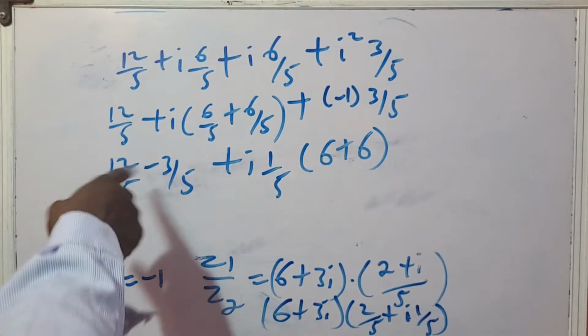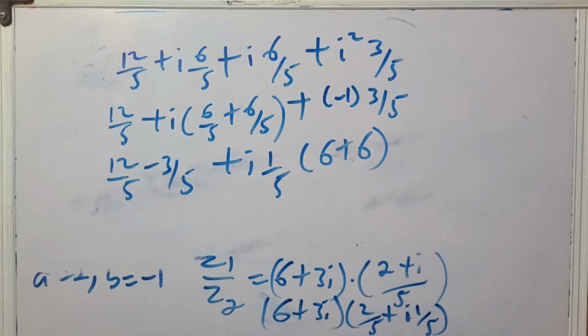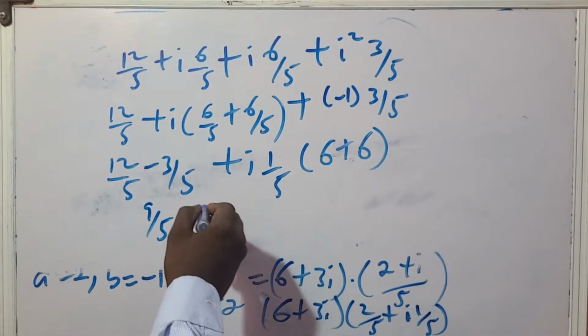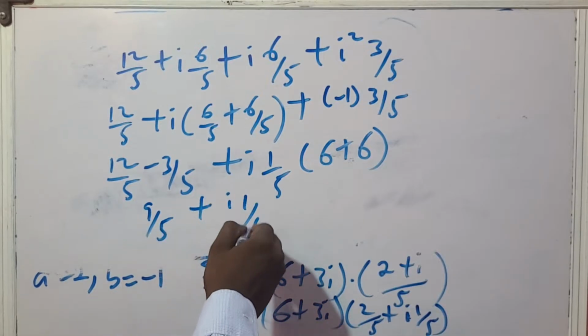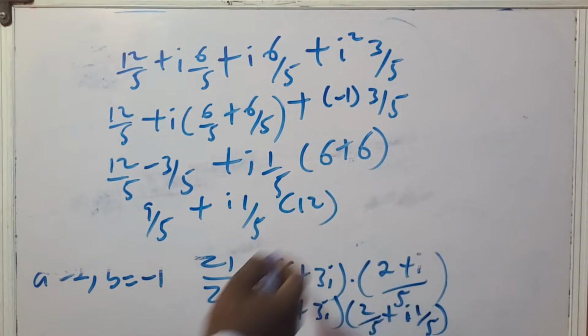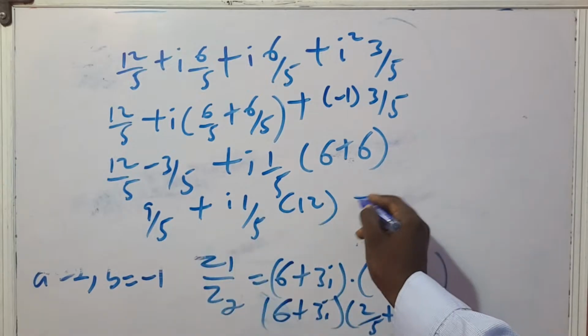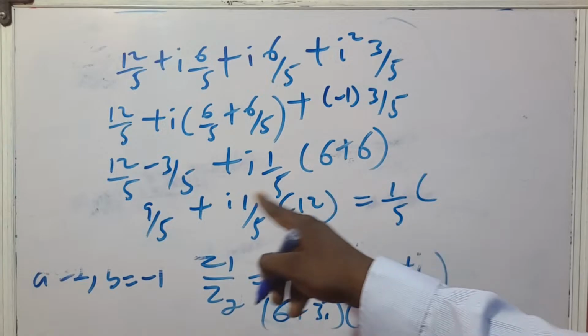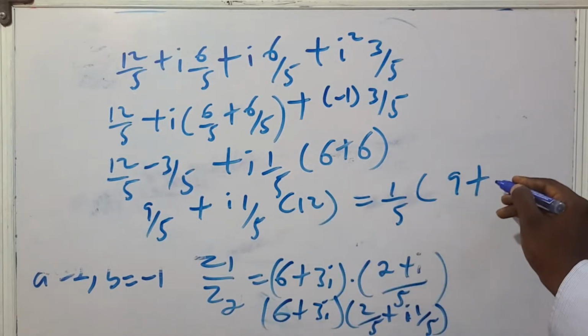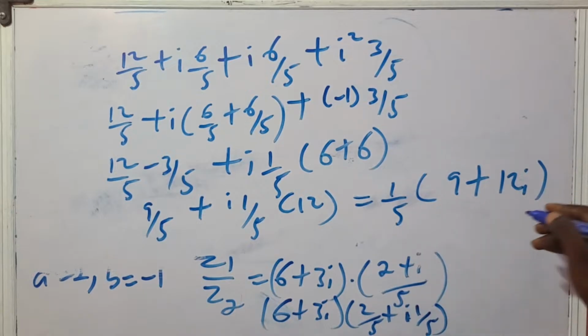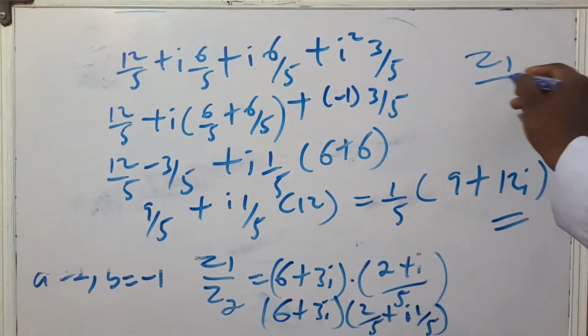So if you do the LCM of this, this will be 9 over 5, and this will be plus i times 12 over 5. So we can easily say, because you can see 1 over 5 is common to both, we can factorize 1 over 5 out and give our final answer to be 9 plus 12i. And that's just it. So you can see this is the division for z1 over z2.